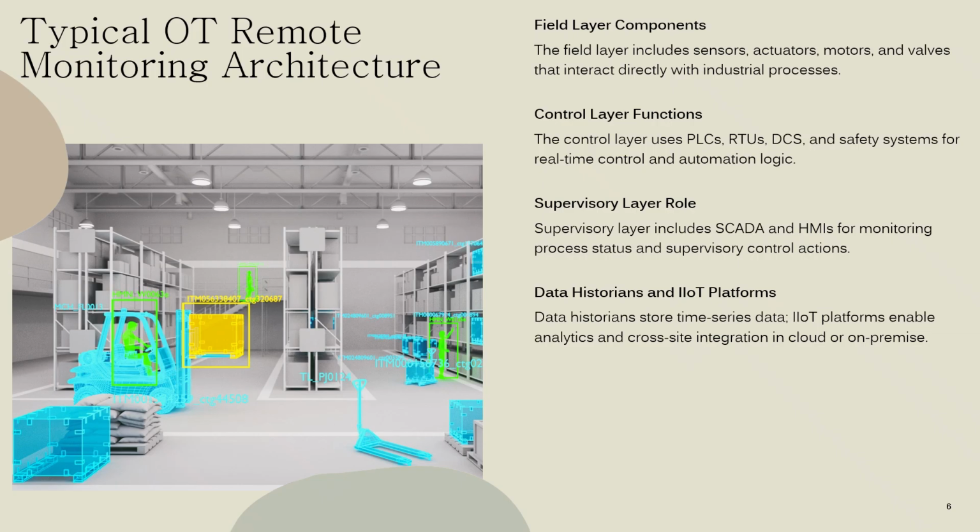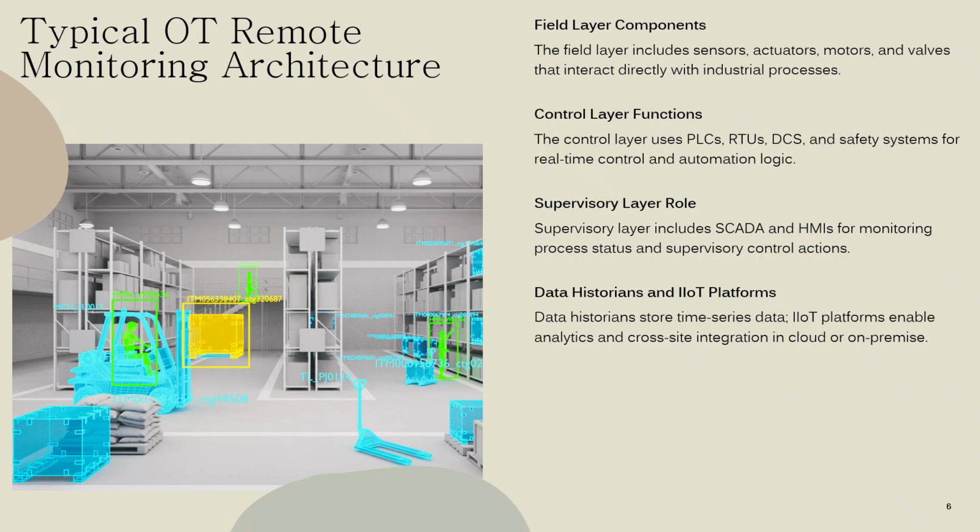Above the field layer is the control layer, which consists of PLCs, RTUs, and DCS controllers, along with safety systems. This layer is responsible for real-time control, interlocks, and automation logic. It is designed for high reliability and deterministic behavior.